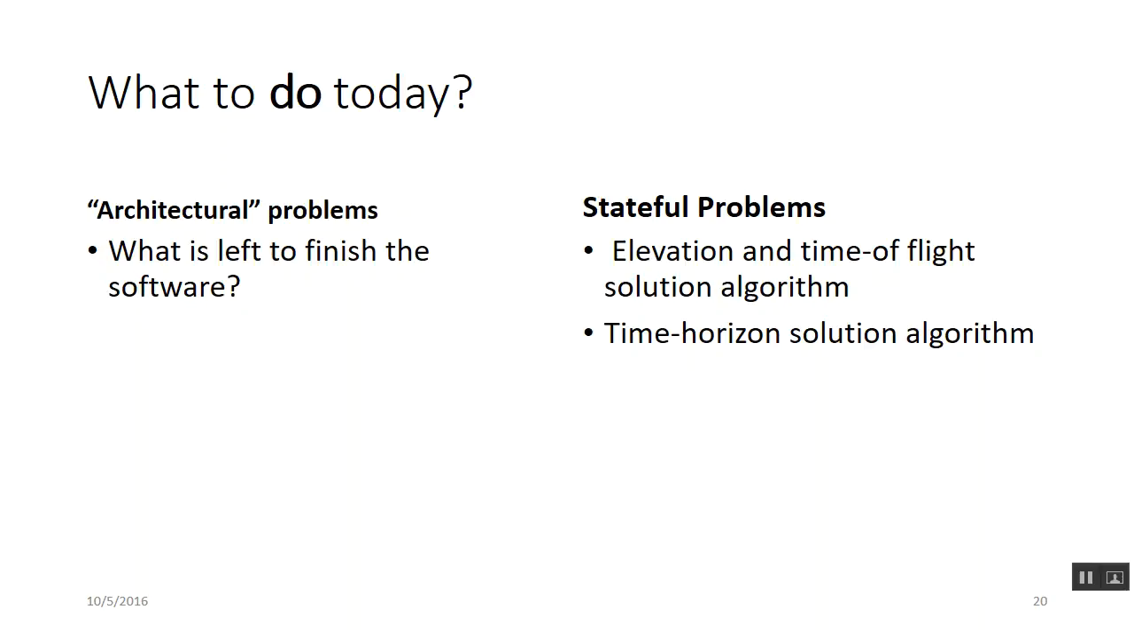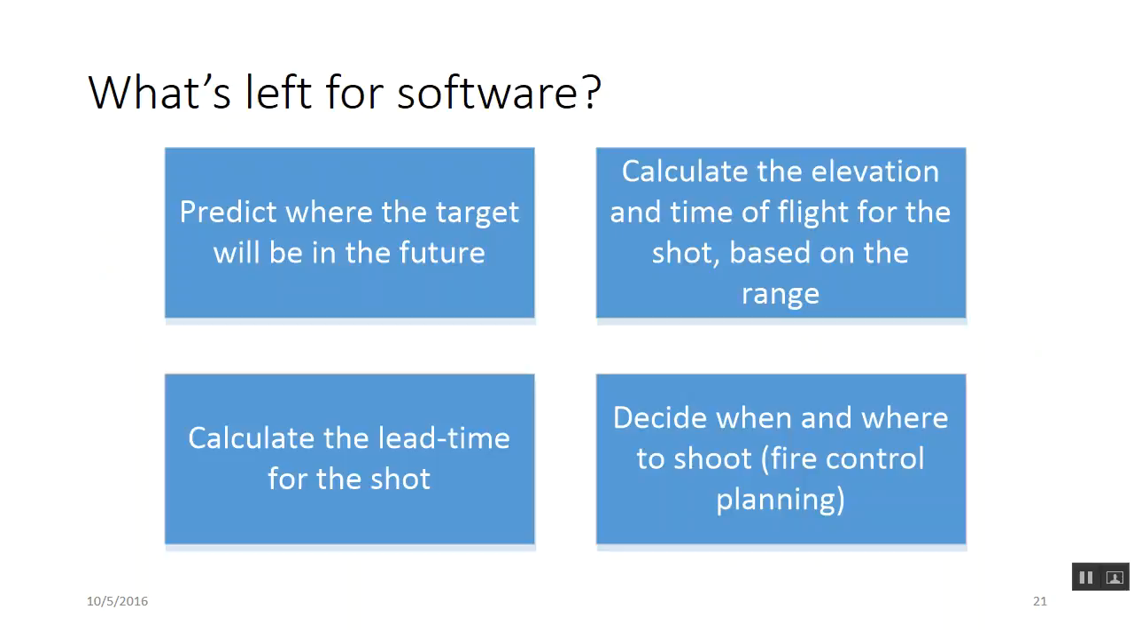And then the 2 things we're actually going to get done today are the elevation and time of flight solution algorithm and the time horizon, like how far ahead we need to lead the ship in order to hit it. So here's what's left. We have to predict where the target will be in the future. So that's the prediction aspect, because we're shooting at something miles away. When you stop and think about what we're doing, we're shooting something faster than the speed of sound, 25, what's the speed of sound? 700 or so, right?